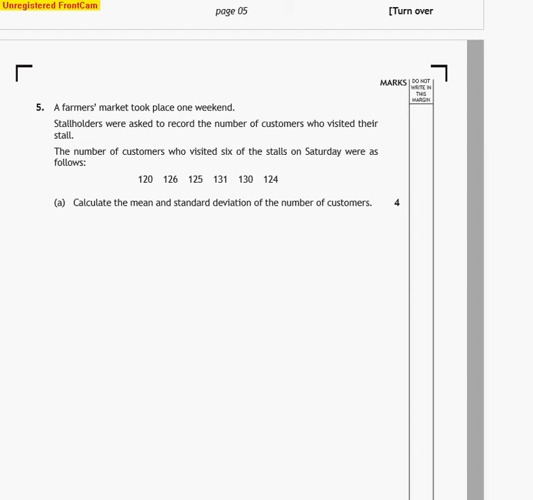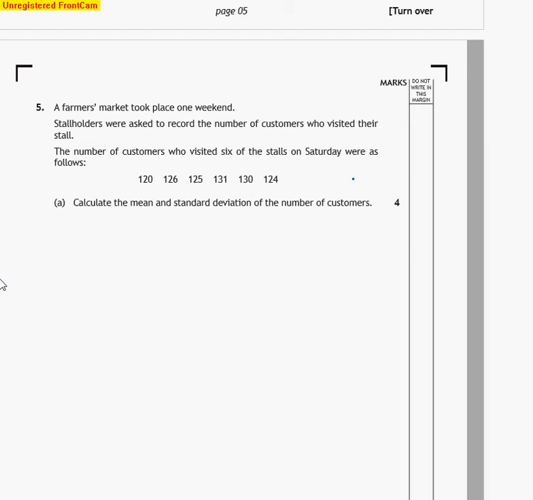A farmers market took place one weekend, and the stallholders are asked to record the number of customers who visited their stall. The number of customers who visited 6 of the stalls on Saturday were as follows. So this is the number of people that visited a stall at a farmer's market. One stall got 120, one stall got 126. Calculate the mean and standard deviation of the number of customers.